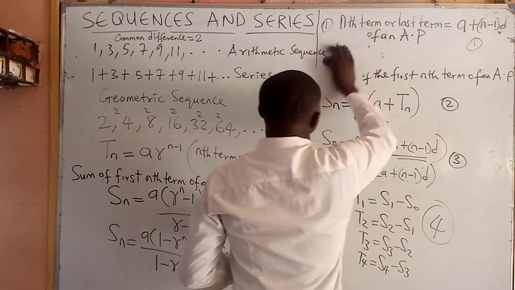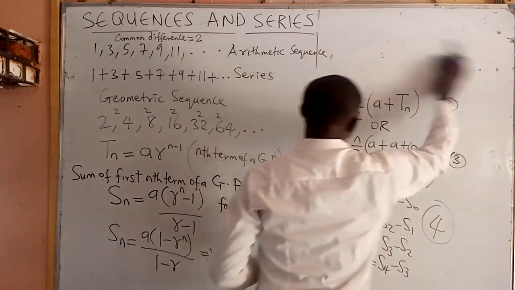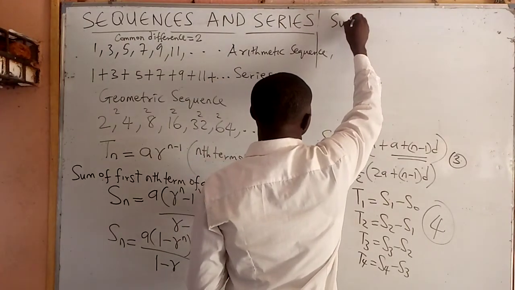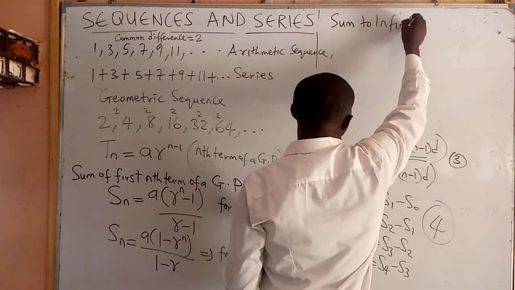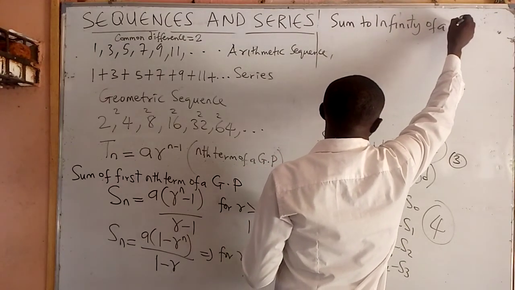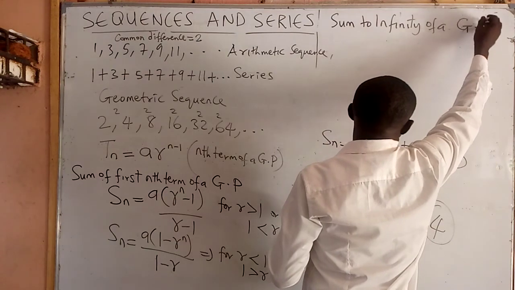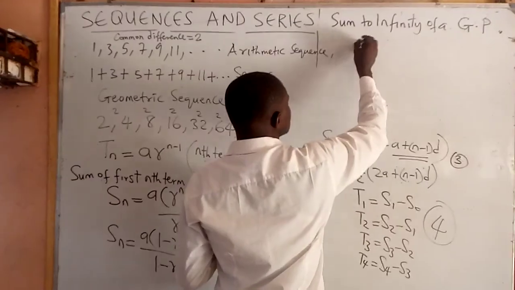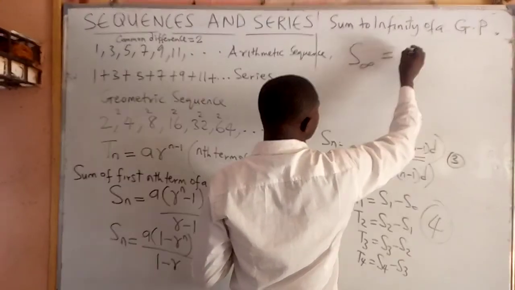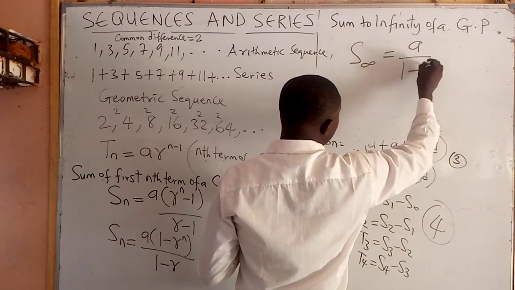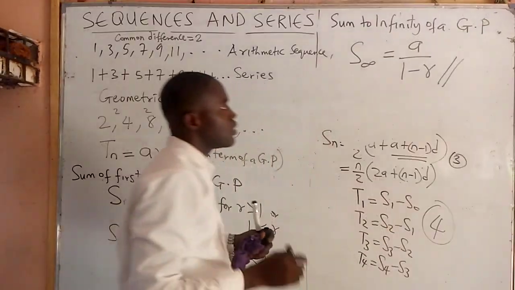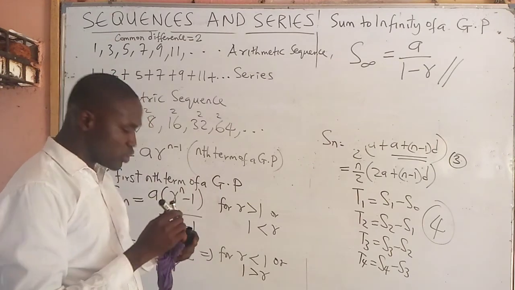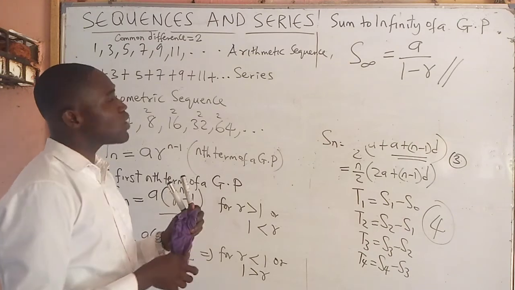Another formula on sequence we need to know before we solve questions is the sum to infinity of a GP. Only GP has sum to infinity. You say sum to infinity equals A all over 1 minus R. That is a formula. So these are the important formulas we need to know while solving questions on sequences and series.